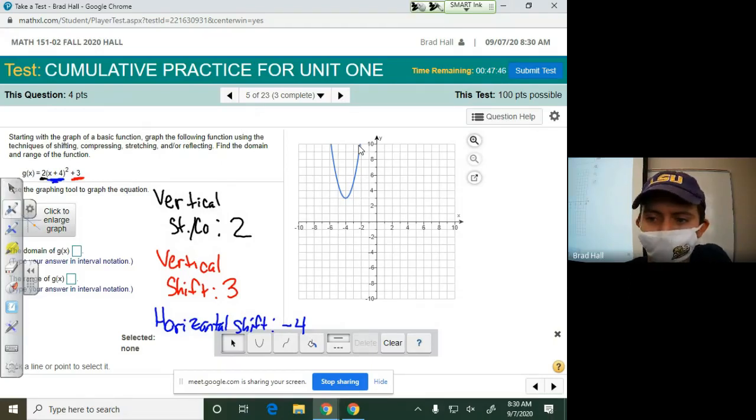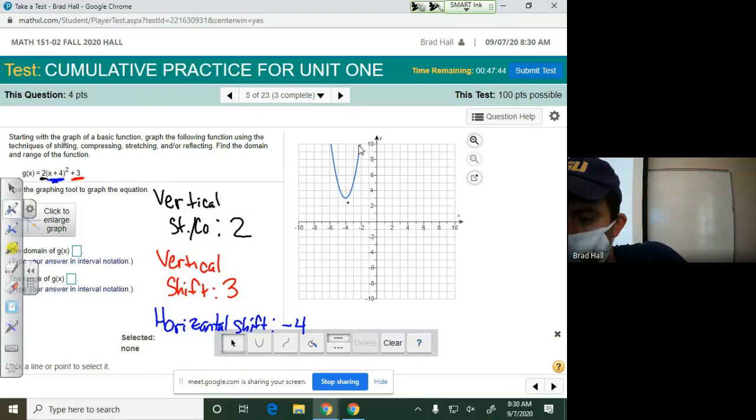I'm going to emphasize this now because it'll help out later. The vertex is the point, and we can determine that pretty quickly. It's (-4, 3).